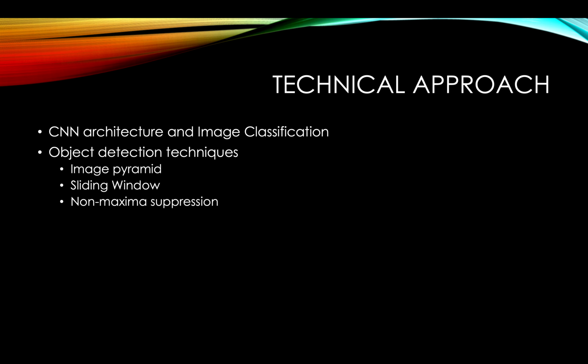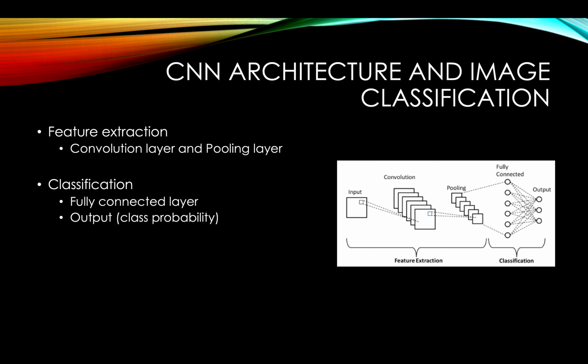There's two parts to my technical approach: understanding how CNN architecture works and how they are used for image classification. And I will also be using familiar object detection techniques we have learned so far, which is image pyramid, sliding window, and non-maximum suppression.